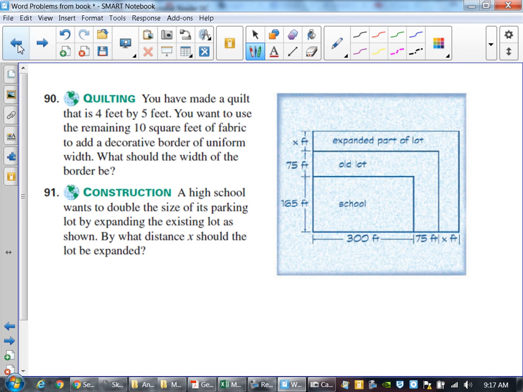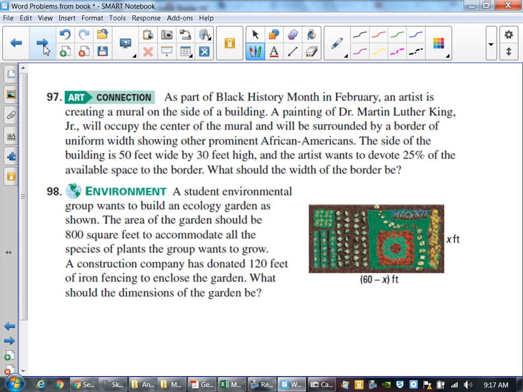The quilting one, number 90, is basically the exact same problem as the stained glass window. Number 91 is a little bit of a step past it. It might be a little bit trickier, but think of the idea of area of shaded regions. Number 97 is also very similar to the border problem. Number 98 is intercept form. Actually, 98 is probably the easiest one on there for that.